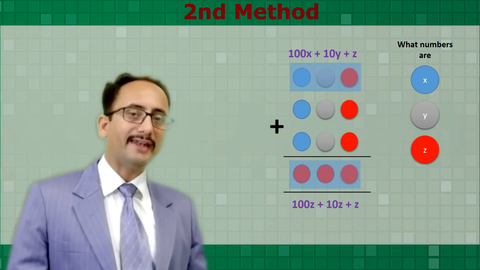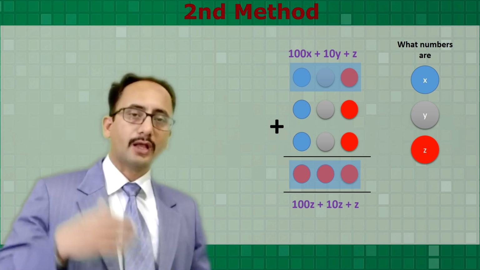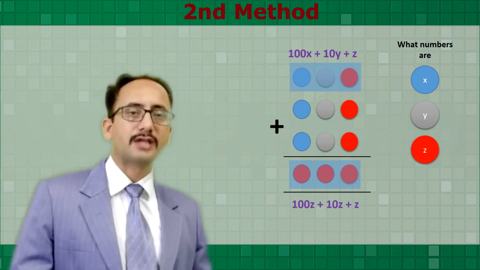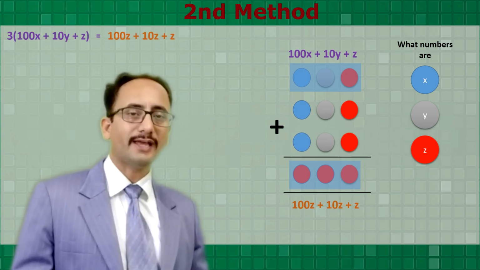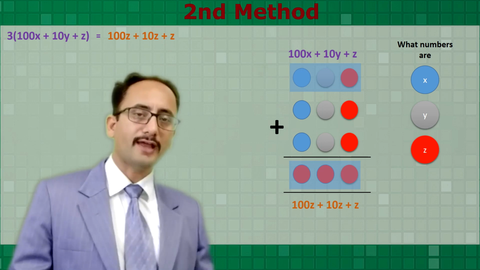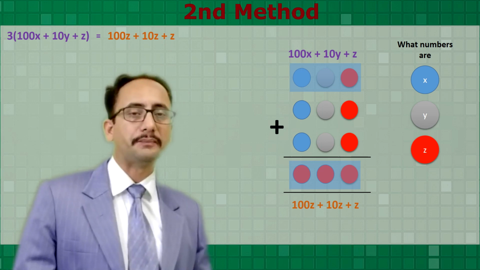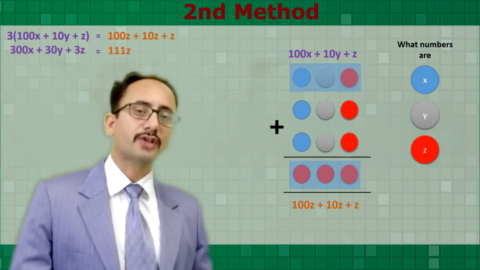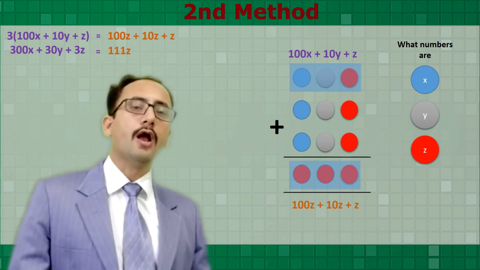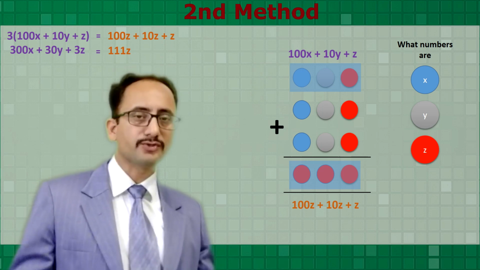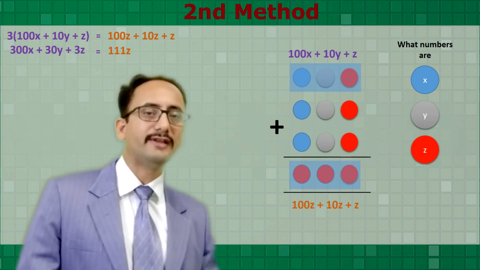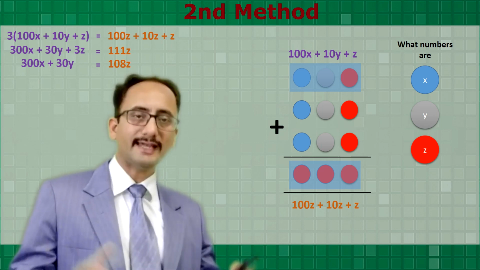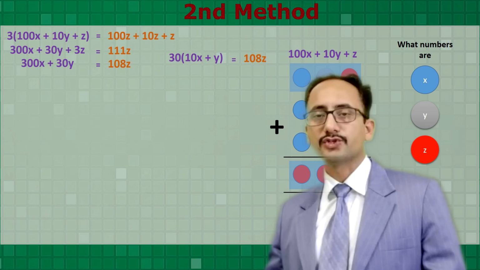If we form an equation from the given condition, the given number when multiplied by 3 gives the resultant. So 3 times (100 times x plus 10 times y plus z) is equal to 100 times z plus 10 times z plus z. If I simplify both sides, I'll get 300x plus 30y plus 3z equals 111z. Shifting the terms of z to the right hand side, we get 108z, and if I take 30 common on the left hand side and divide both sides by 6, this is what I'll get.